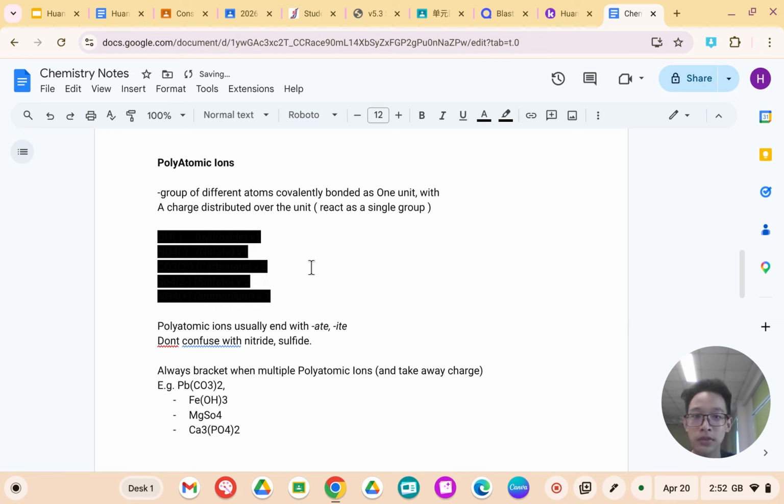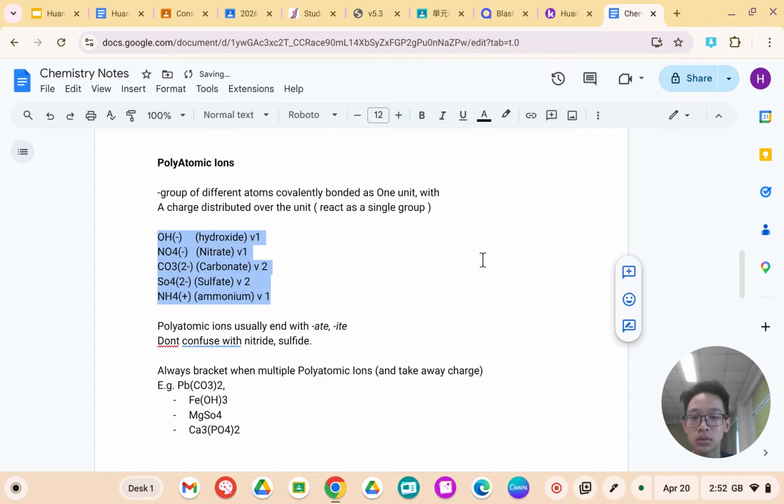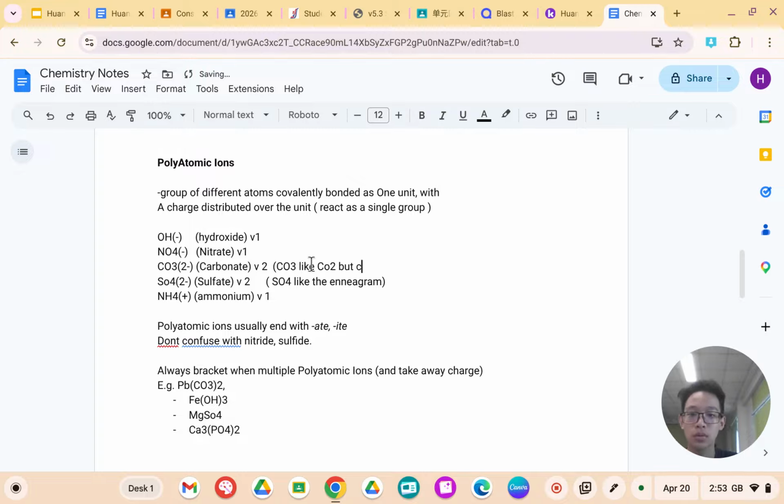Oh my god, this is the Epstein files. SO4. CO3, like CO2.